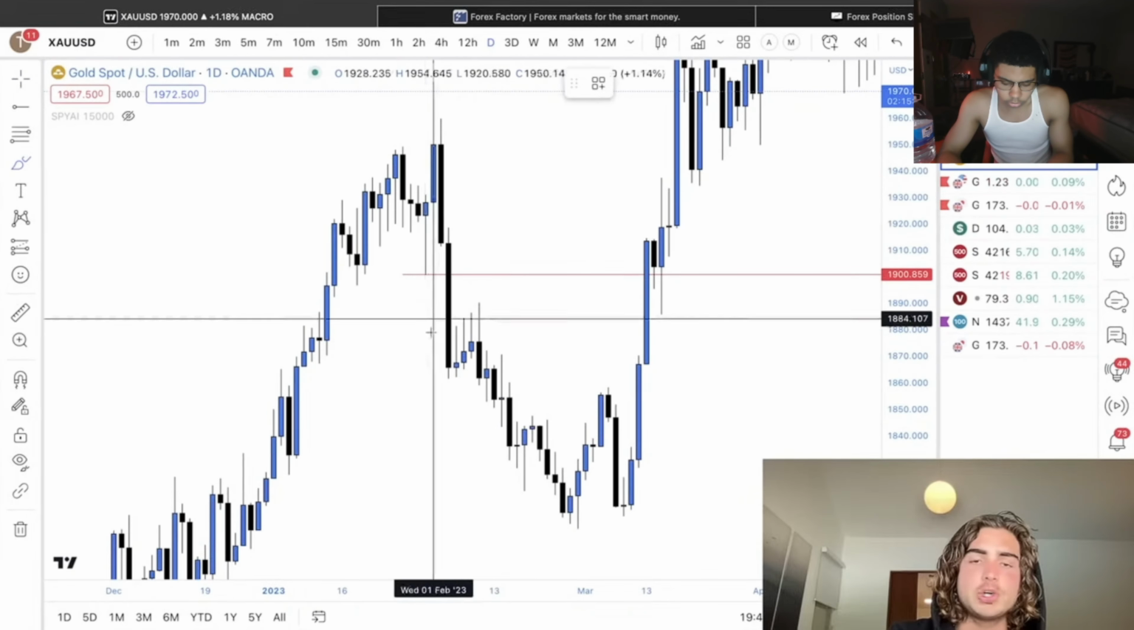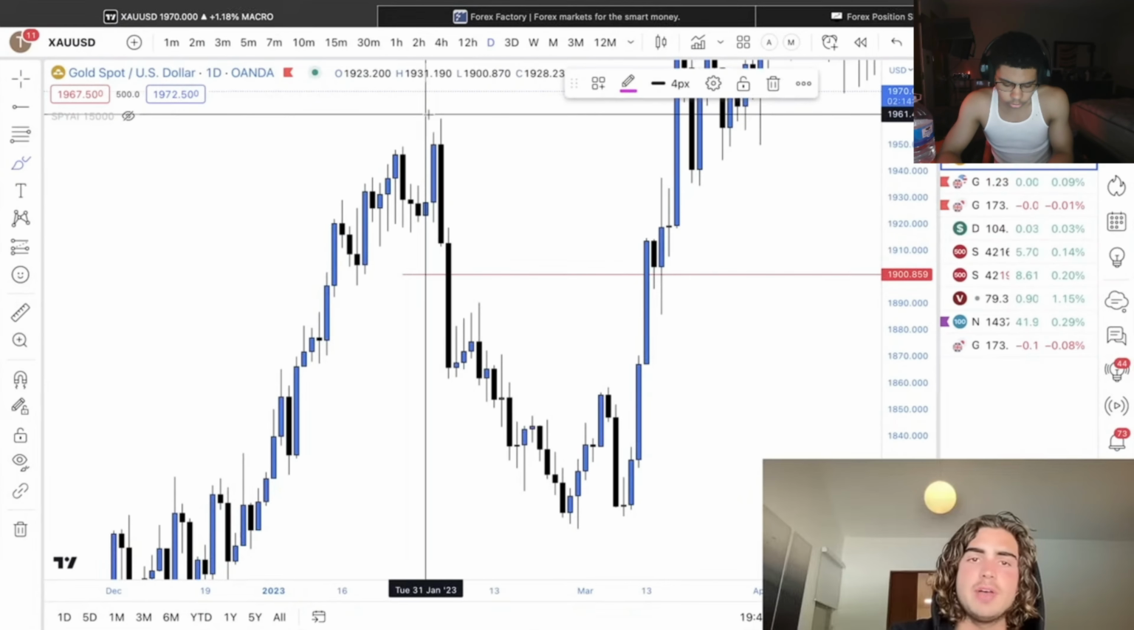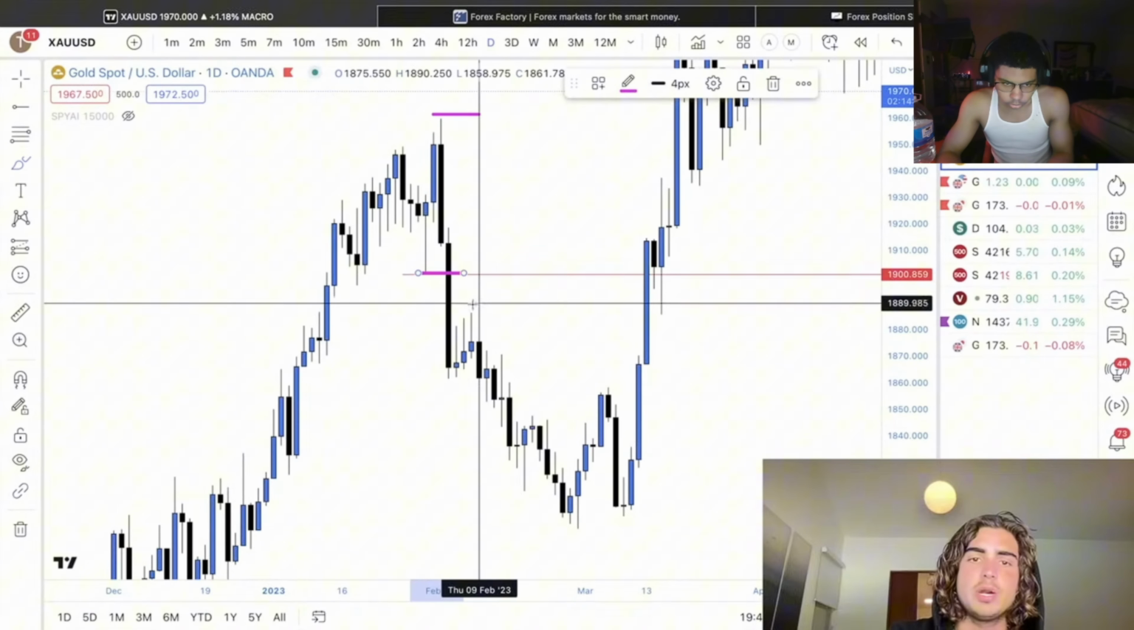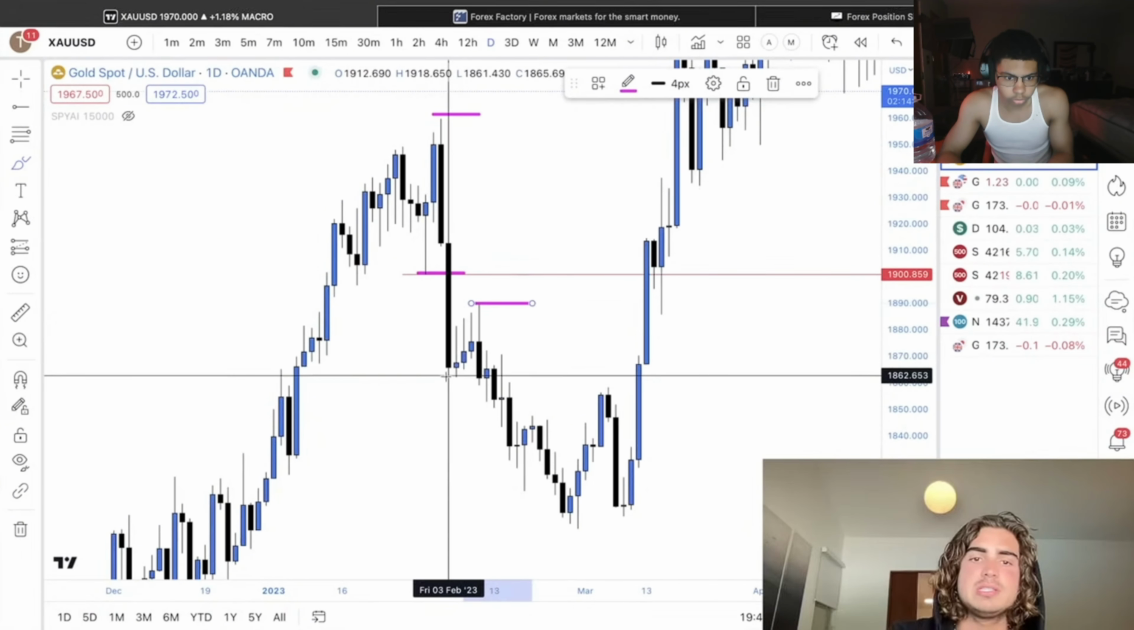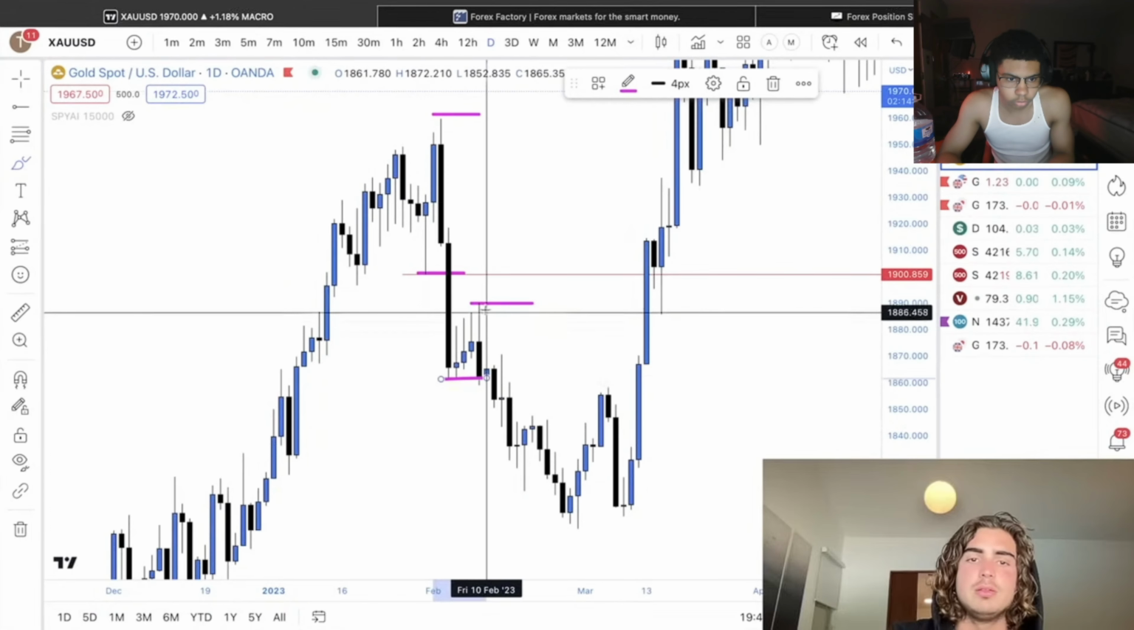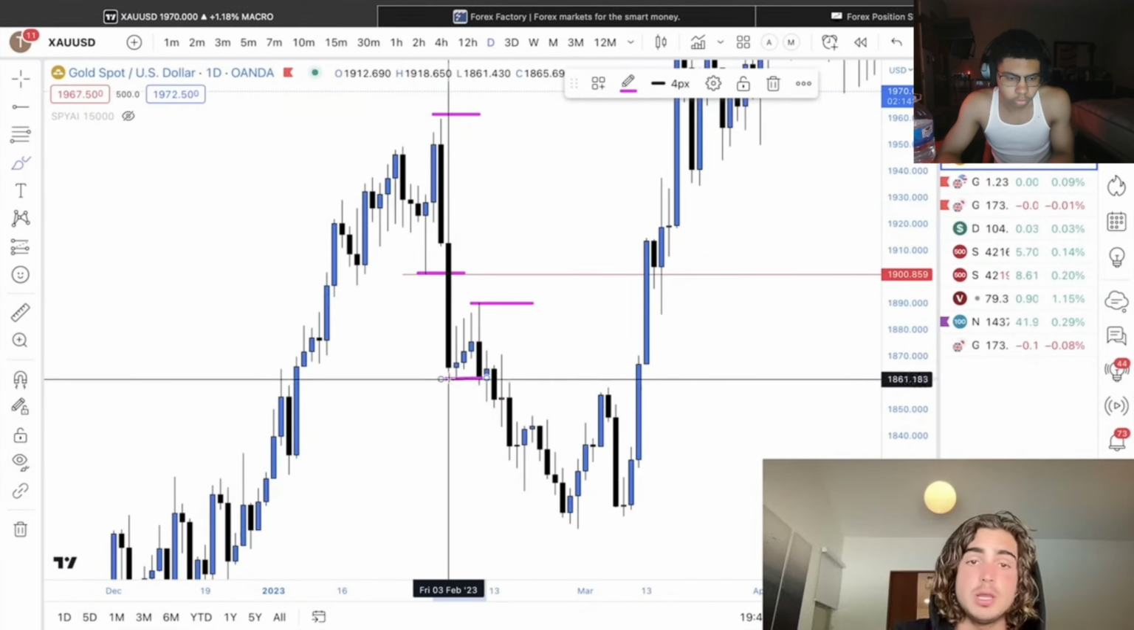What happened to the trend? It shifted, right? We have a high right here. We have a low right here. Where's the next high? Right here. Where's the next low? Right here. Lower low, lower low, lower high.